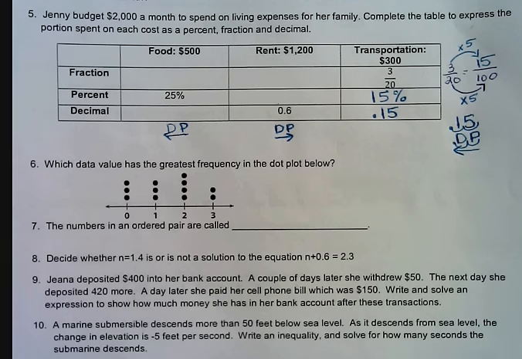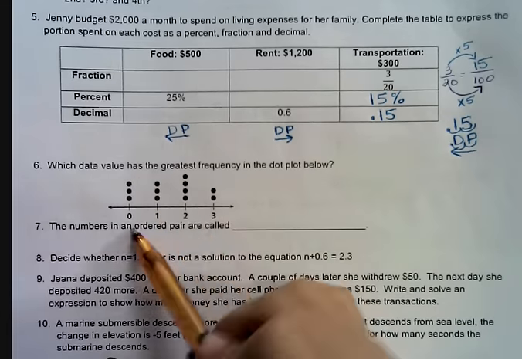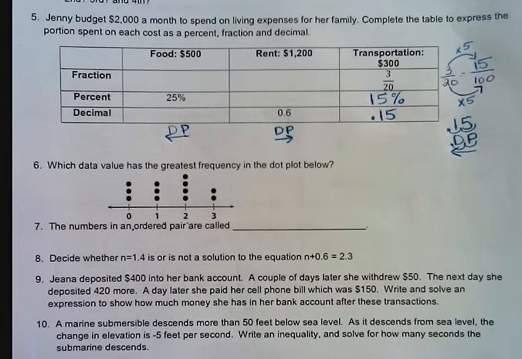Okay? Number 6. Which data value has the greatest frequency in the dot plot below? Okay, so which one do we see more of? 0, 1, 2, or 3? And you let me know. Which one do we see more of?